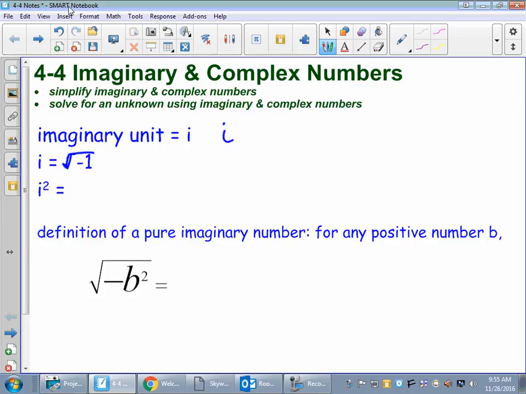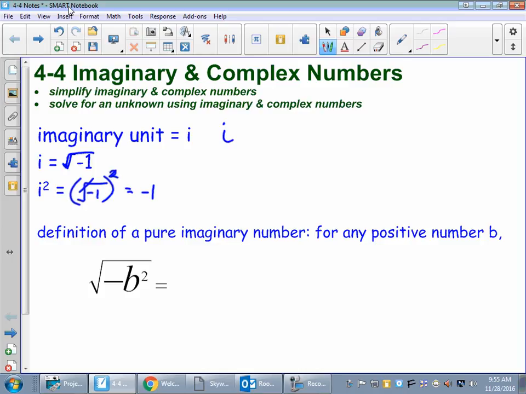And when you square it, i squared becomes the square root of -1 squared. And whenever you take the square root of a square, they cancel each other out. And so when you square i, it ends up equaling -1.